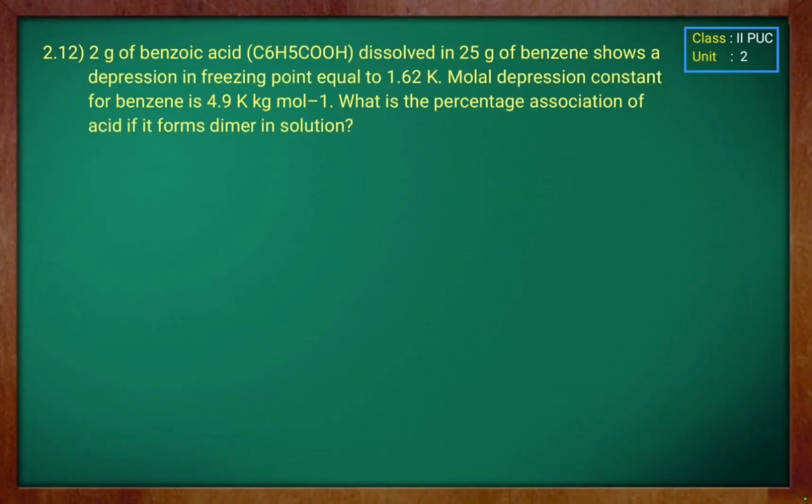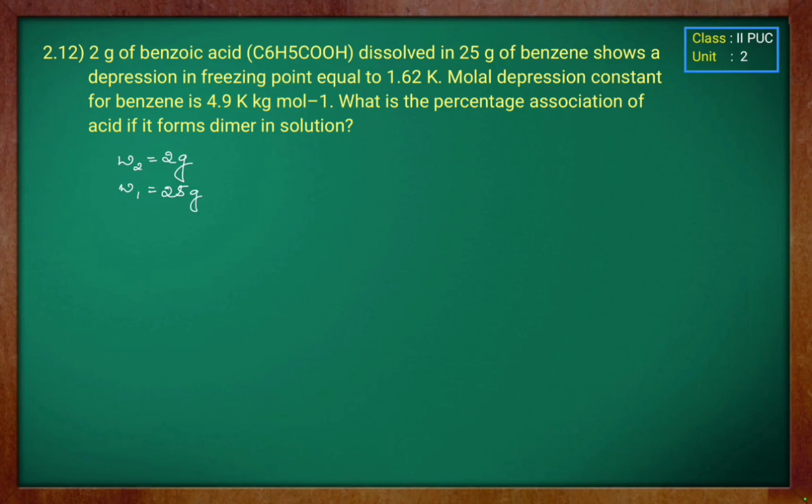Example 2.12. 2 gram of benzoic acid dissolved in 25 gram of benzene shows a depression in freezing point equal to 1.62 Kelvin. Molal depression constant for benzene is 4.9 Kelvin kg per mole. What is the percentage association of acid if it forms dimer in the solution? Let us list what are the data that is given to us in the question. So they have given us mass of benzoic acid, so W2 is equal to 2 gram, dissolved in 25 gram of benzene, so W1 is 25 grams.